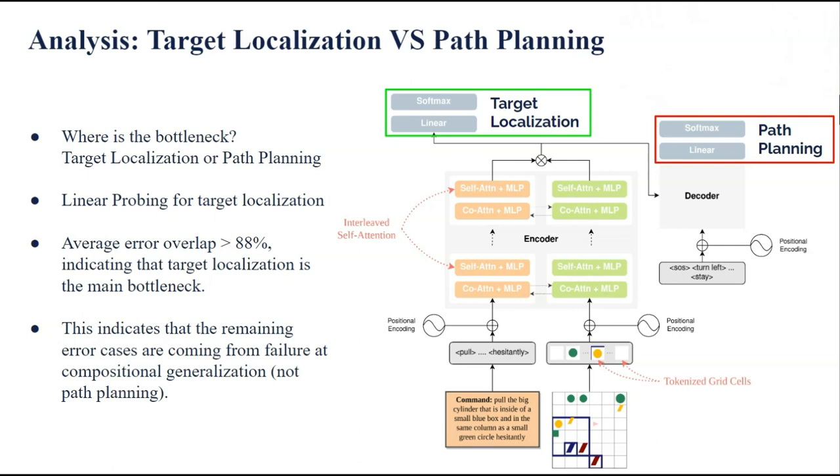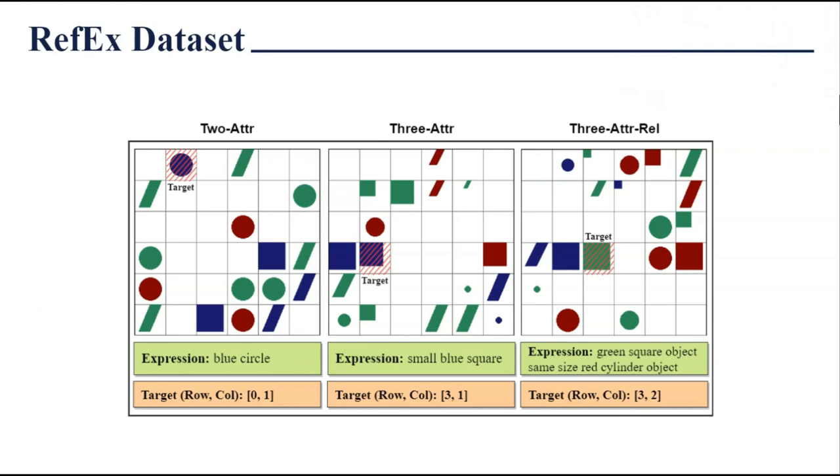Is it in the target localization step or in the path planning? To this end, we added a linear probe over the encoder to perform target localization. We basically first freeze the weights of our model and then train a linear layer over the encoder representations to localize the target. We found that out of all examples where the ReaSCAN model failed, in 88% of them, the target localization model also failed, indicating that target localization, which essentially encompasses the compositional generalization aspect, is the main bottleneck for models in ReaSCAN tasks.